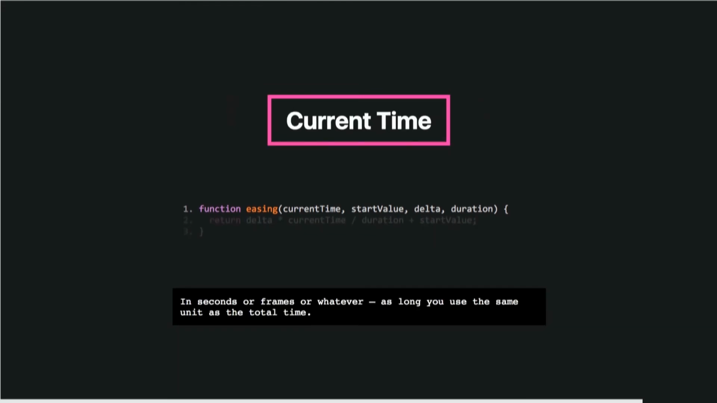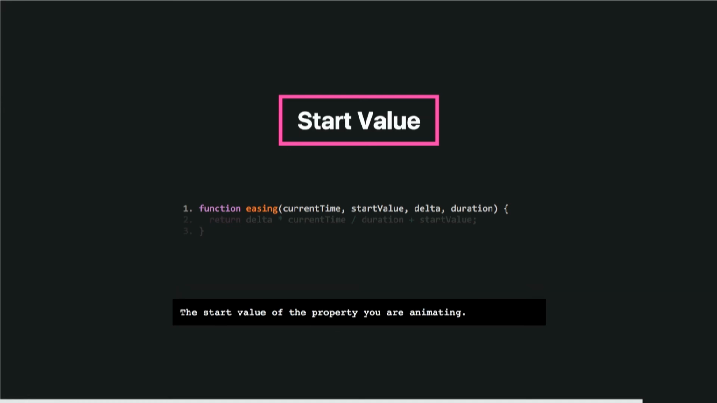And the four variables that the equation receives, starting with the current time. As you're tweening from start to end, what is the current time in your animation loop? This can be in any unit you want. It could be in seconds, in milliseconds, in frame counts, as long as you're using the same unit throughout your animation.